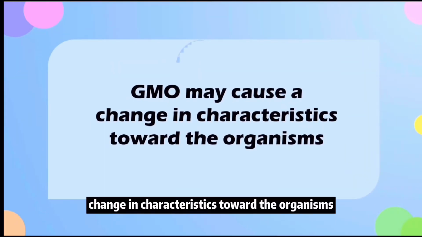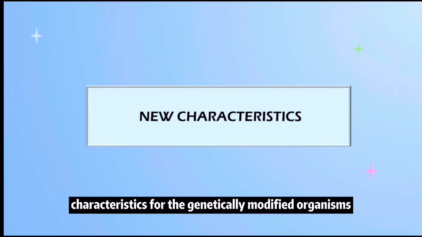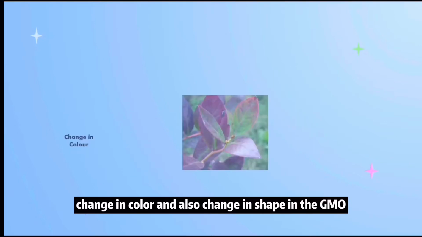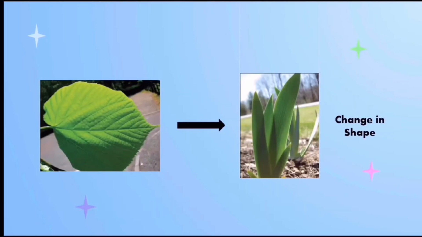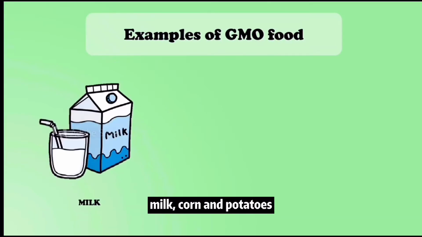GMO may cause a change in characteristics of the organisms. Here are some examples of the new characteristics for genetically modified organisms. For example, there can be an increase in size, a change in color, and a change in shape in the GMO. Here are some examples of GMO foods including milk, corn, and potatoes.